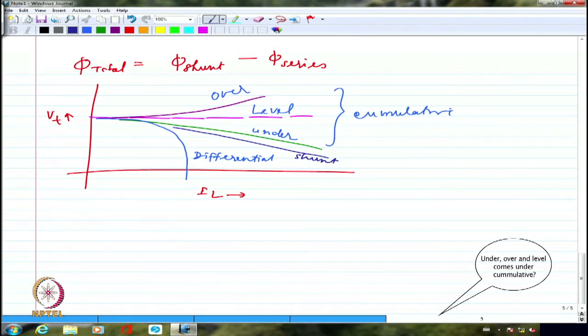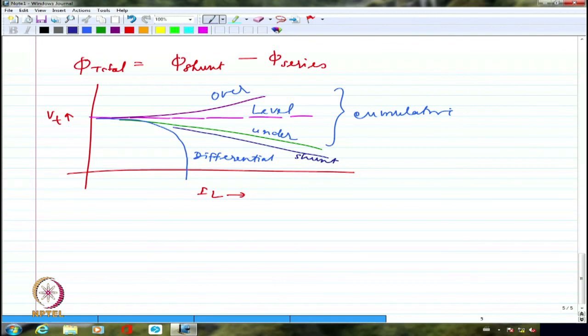Yes. Earlier you told that the total flux will be added by shunt and series. That is cumulative. All of them correspond to cumulative. Cumulative is the condition where the series field and shunt field are added together to give me the total flux.